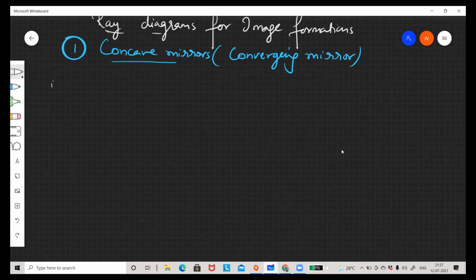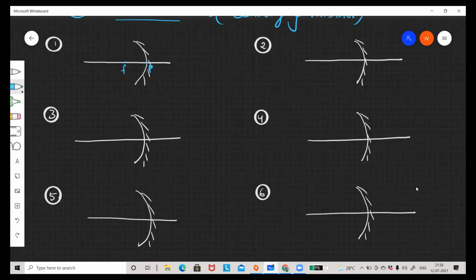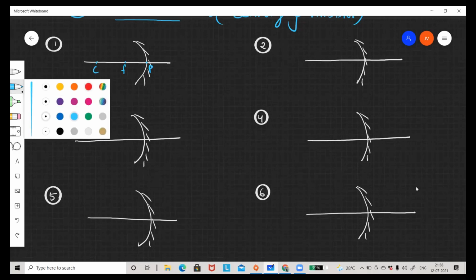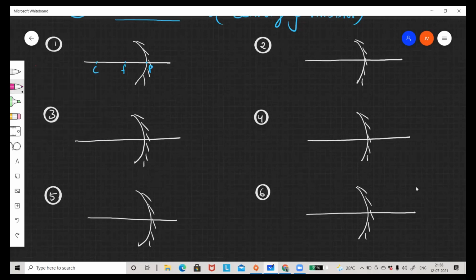I just adjust my screen to show you all the 6 ray diagrams in the same screen. What you said, definitely we have to come to those. All right, so image formations. Just see, I recapitulate. What was the first case of image formation? First case of image formation in case of concave mirror: object at infinity, image forms at or on F.